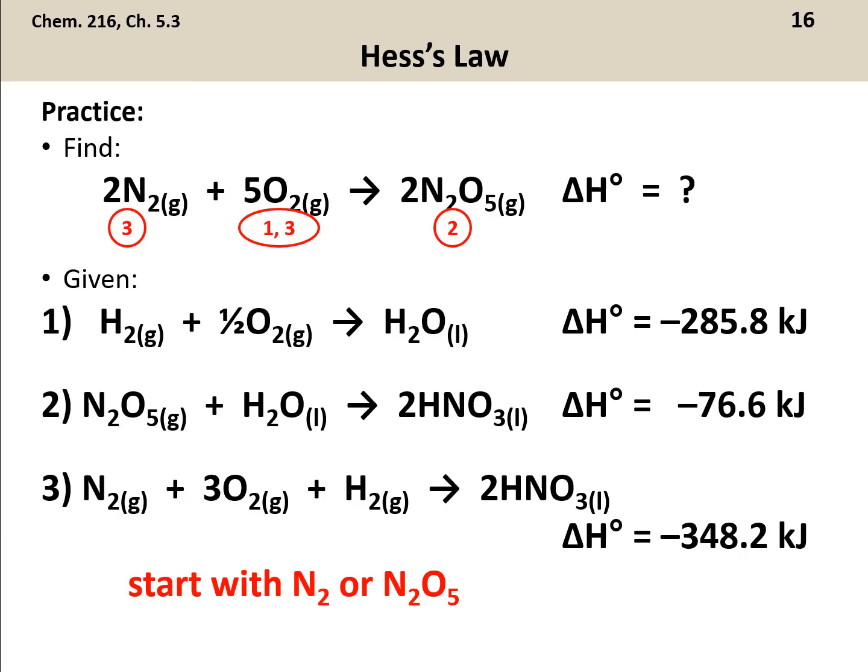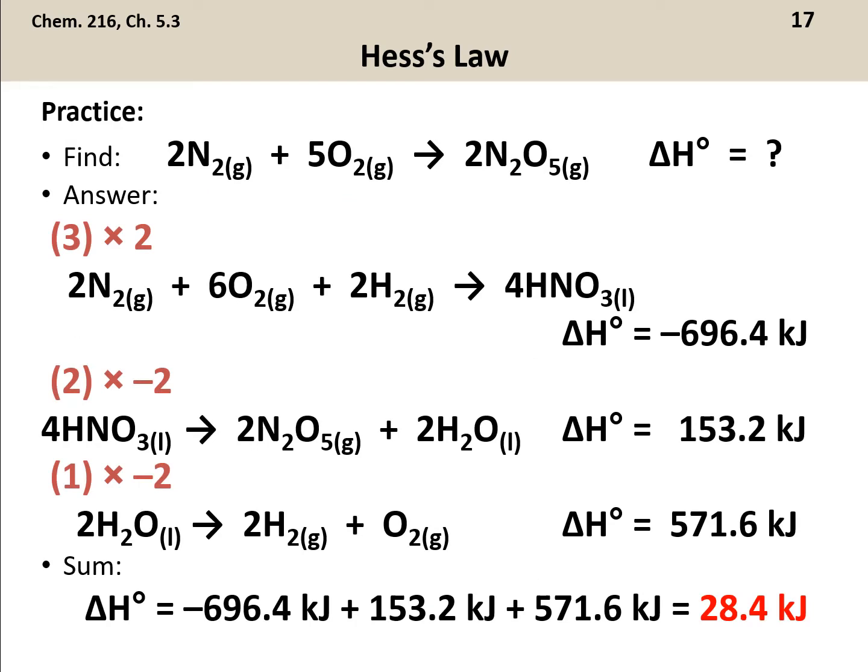Okay, so on screen, we started off by saying, okay, what is where? Only equation 3 for N2, only equation 2 for N2O5, O2 is in 2, right? So I manipulated first equation 3, then equation 2, and then I used number 1. And then once I sum them up, I get my final answer.